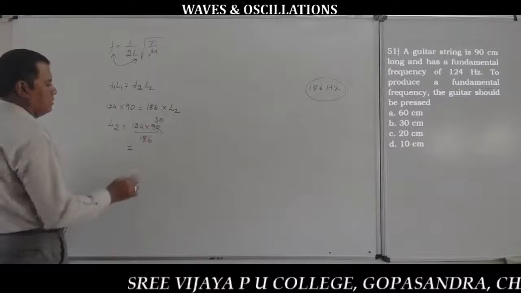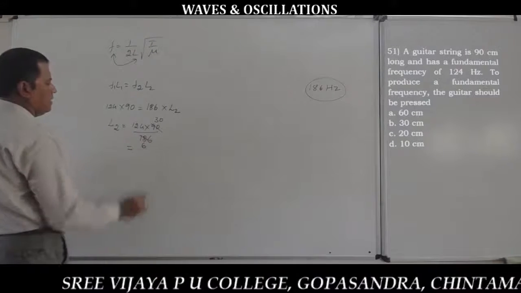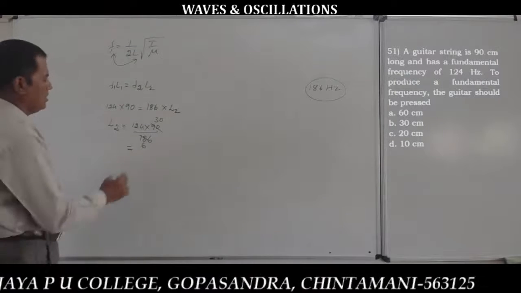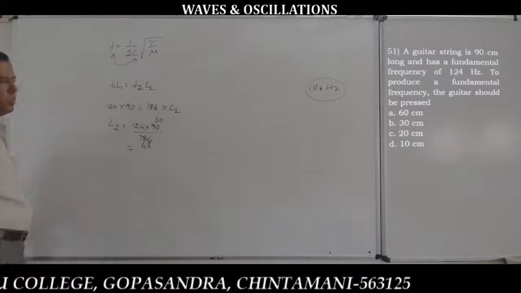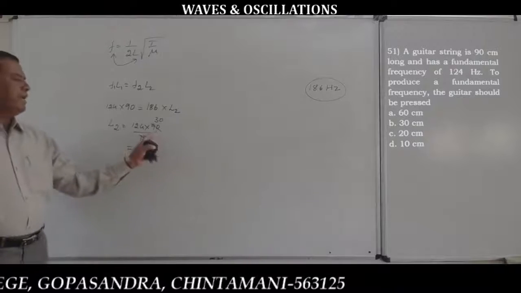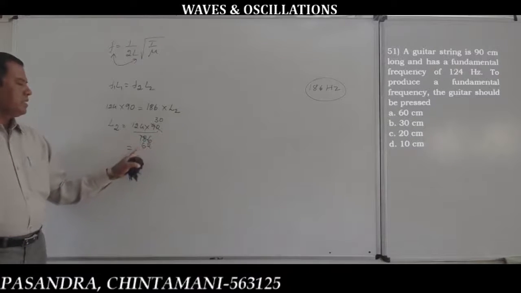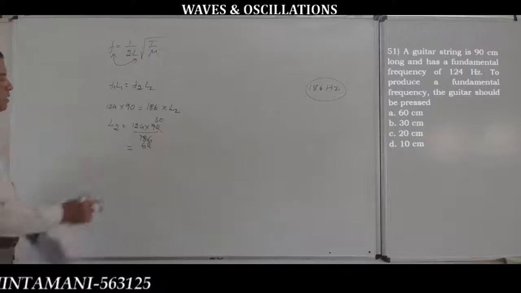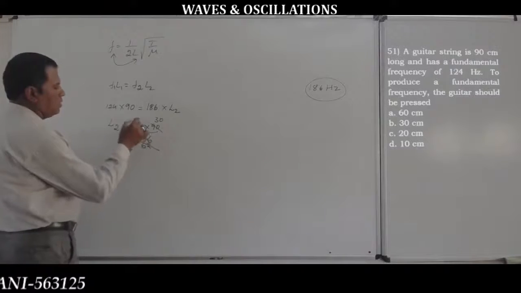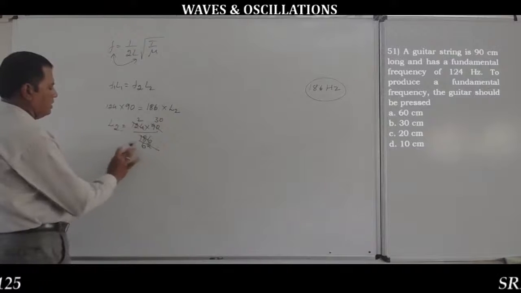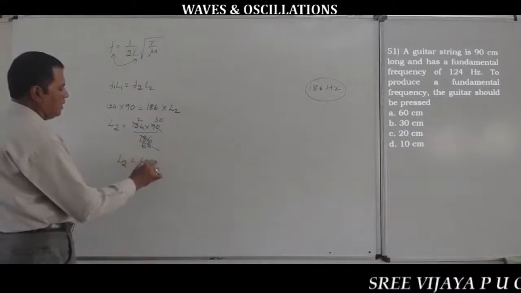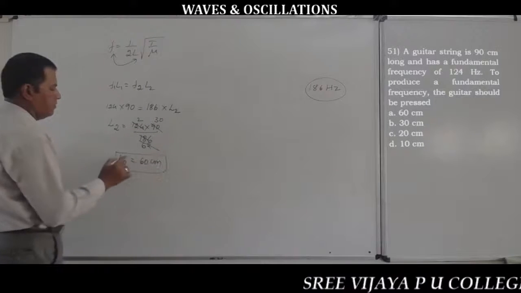3 6s are 18, 3 2s are 6, 62 1s are 62, 62 2s are 124. So therefore we get L2 as 2 into 30, we get 60 centimeter.